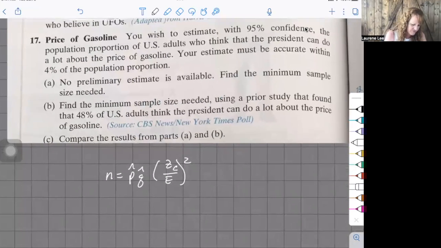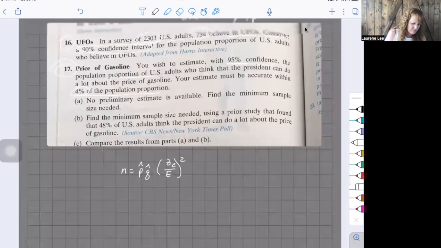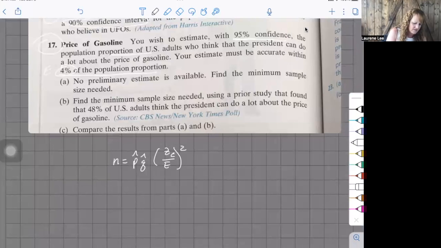Here's a problem, 17. You wish to estimate with 95% confidence the population proportion who think that the president can do a lot about the price of gasoline. Your estimates must be accurate within 4% of the population proportion. So that statement about how accurate my estimate needs to be, this is my error, okay? And remember, error is always a decimal. So if it's a percent, it has to be a decimal. So this is going to be 0.04 down here.